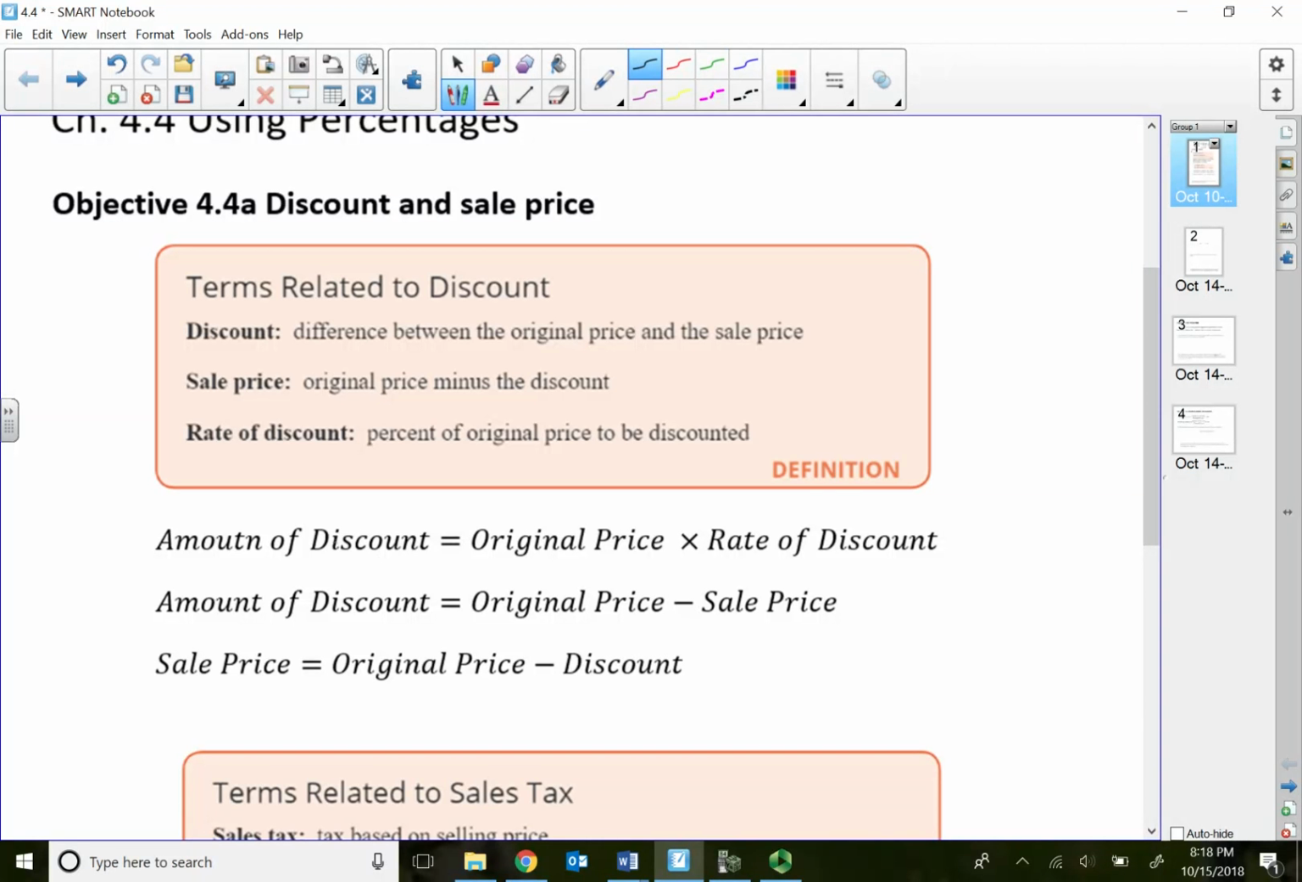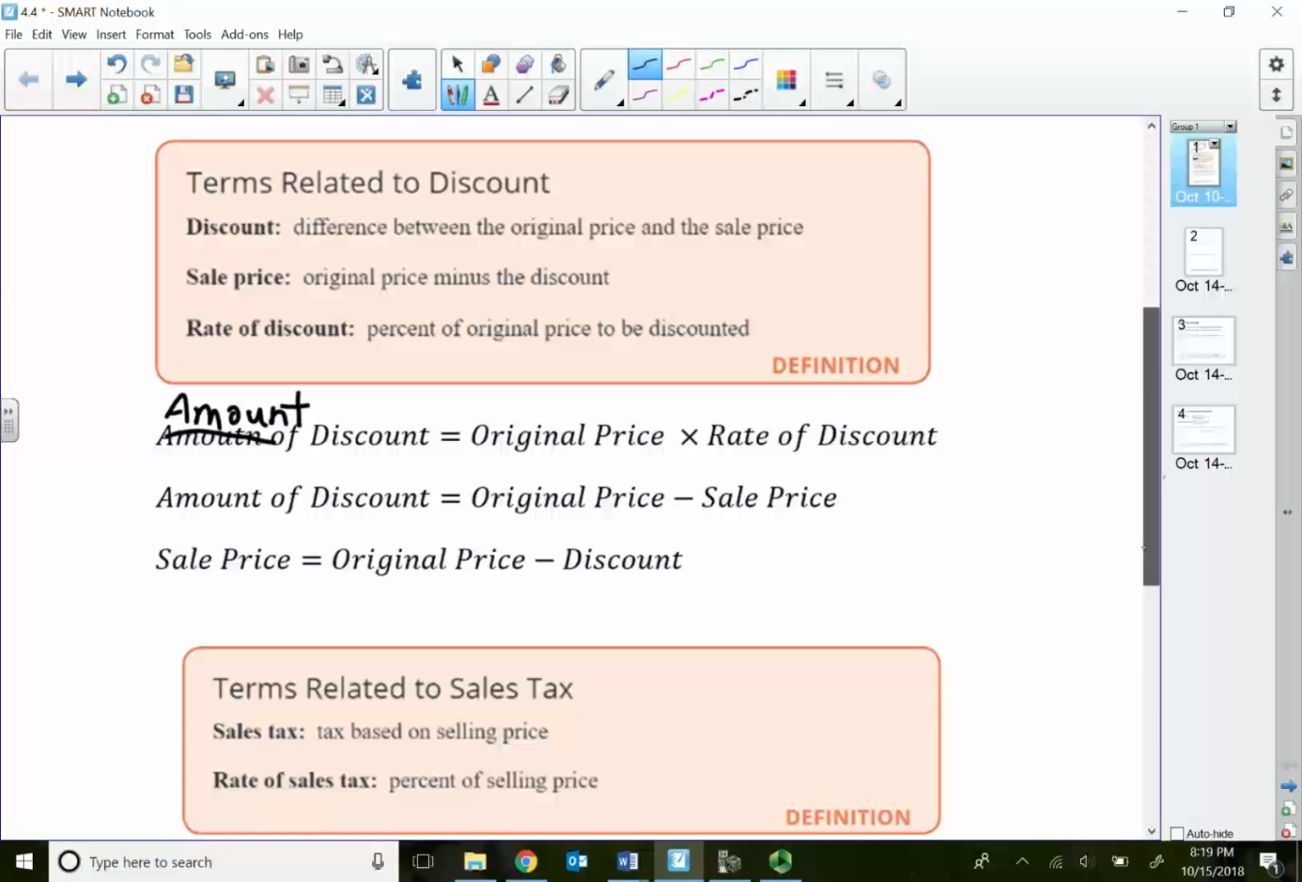If I want to find the amount of discount, there are different ways we can figure this out. One of them is to take the original price times the rate of discount, or the percent of discount. Or we can find the amount of discount by taking the original price minus the sale price. So two different ways to find the actual amount of discount. And sale price is original price minus discount, just like it says above.